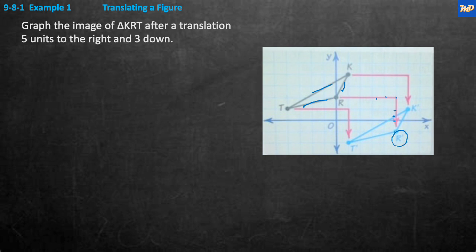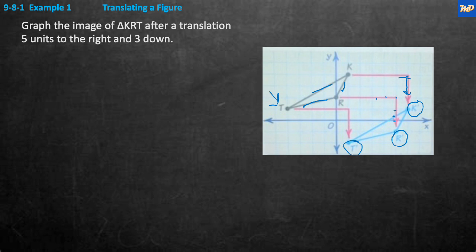We did the same thing with K. We'll move it 5 points to the right and 3 ticks down. It's now K, and it's called K prime. T, right over here, we're going to move it 5 marks to the right and 3 down, and here's T down here, and it's now called T prime.